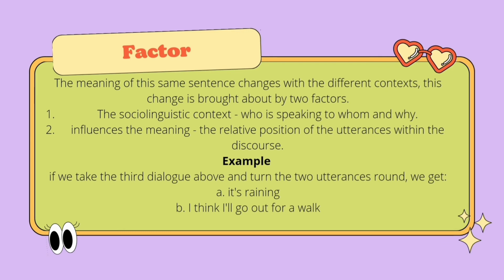By doing so, we have first of all removed the idea of advice or warning. We have also completely changed the logical meaning of the dialogue. In the first example, the underlying meaning is that rain provides a reason against going for a walk, whereas in the reversed example, rain is a reason in favor of going out for a walk. Thus, the relative position of the utterance within the discourse affects the meaning of the discourse.